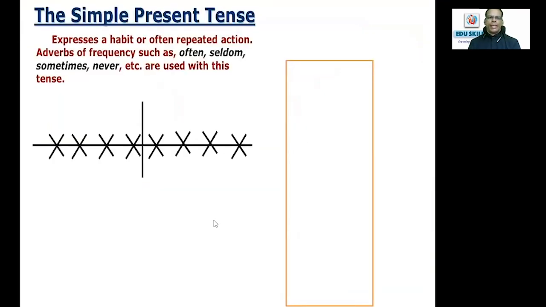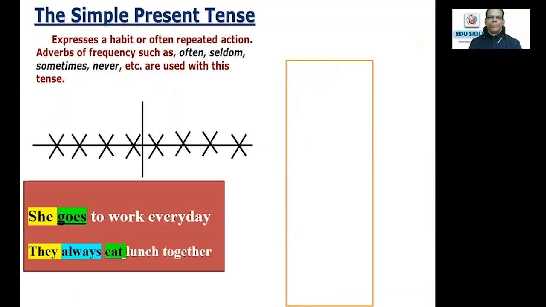So the timeline, as I said, the present tense expresses a habit or often repeated action. Adverbs of frequency, such as often, seldom, sometimes, never, etc., are used with this tense. Let's see. He goes to work every day. See here, go, ES is added. Goes to work every day.